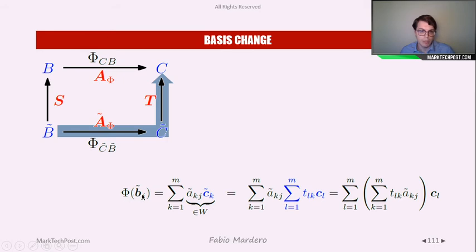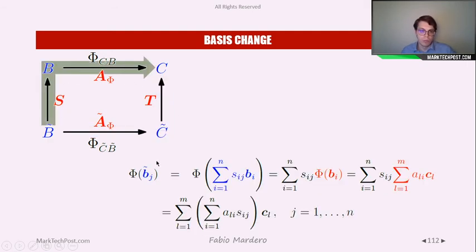Okay, so the function phi applied to a generic vector of the basis B tilde is some linear combination of the vectors of the C basis, and the coefficients can be expressed using the elements of the T matrix and the A tilde matrix. Okay, so we have done this. We have followed these two arrows. Now let's take a look at the two above.